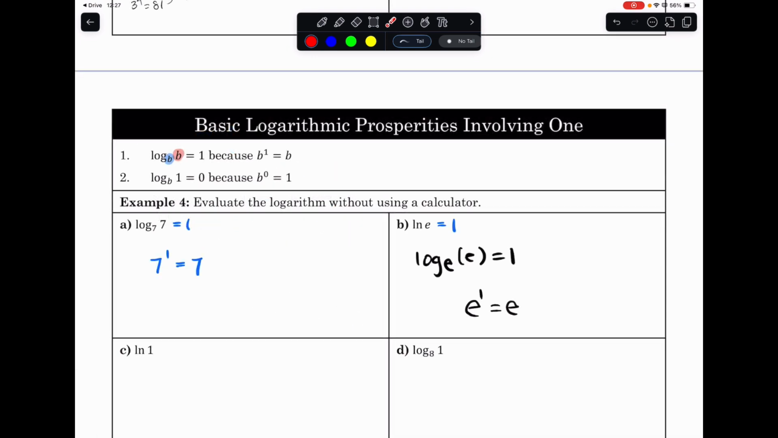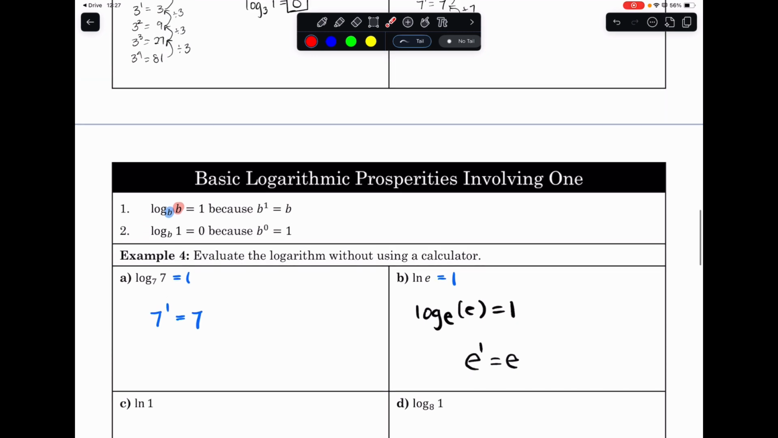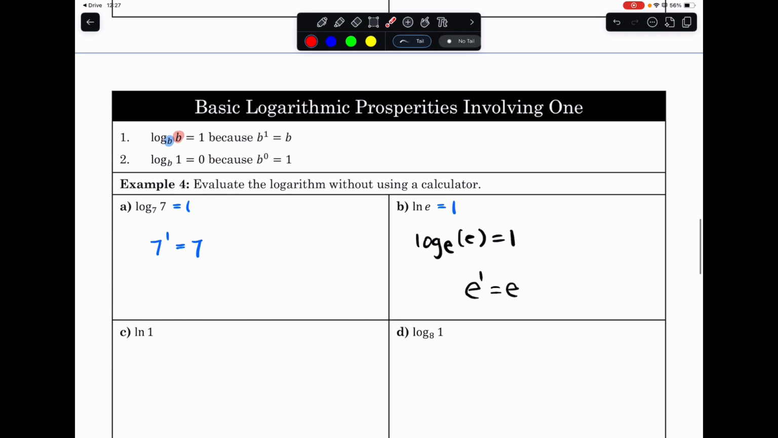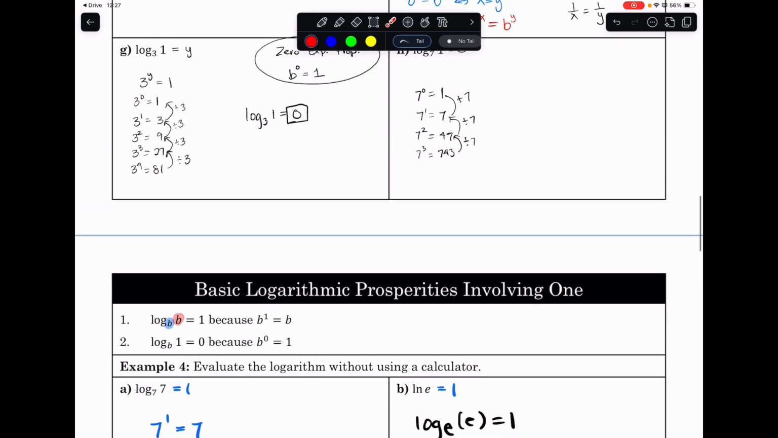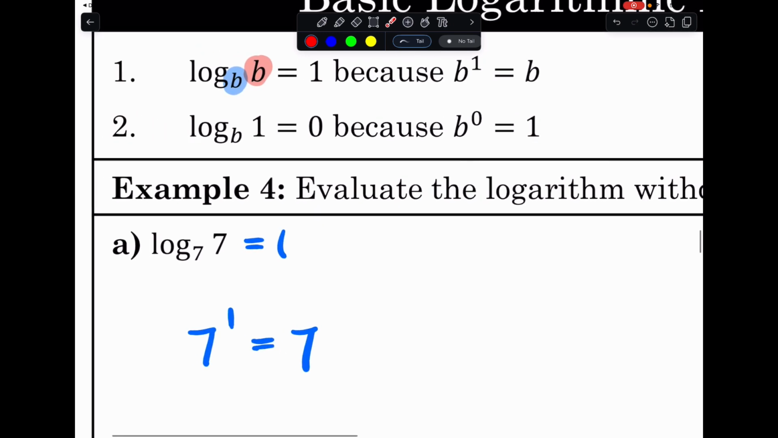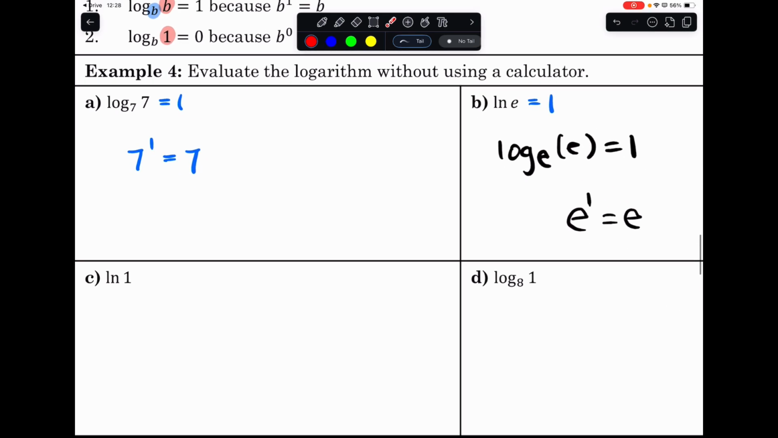Let's now look at the second property that involves 1. That property again correlates to what we just did in the previous examples, G and H. If we have a log of the value 1, so we're evaluating the log of 1 regardless of what the base is, common log, natural log, base 9, base 2, whatever this base is, the answer always has to be 0, again because this base has to be raised to the 0 power in order to equal this value of 1. So for example, let's look at C and D.